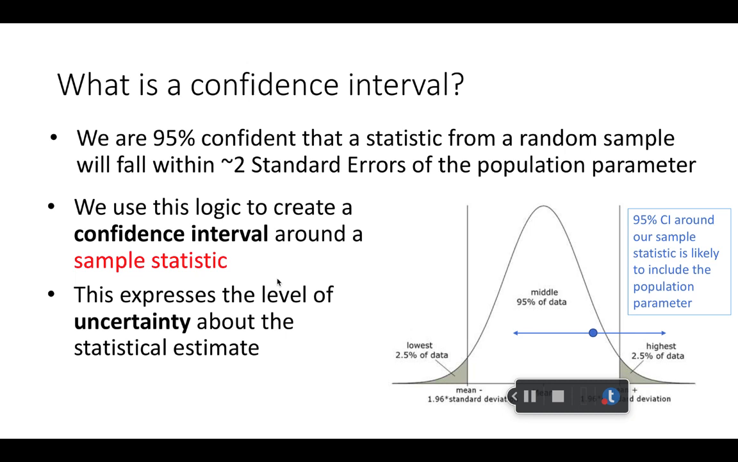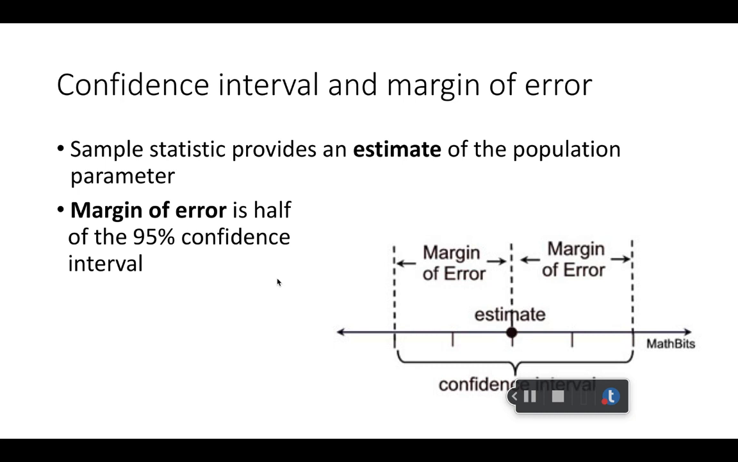You might need to replay this a little bit. This is complicated. It's complex logic, and it's really important for understanding essential inferential statistics. So the confidence interval relates to the margin of error that we read about in relation to opinion polls. Sample statistics provide an estimate of the population parameter, the characteristic in the population, and the margin of error is half of the 95% confidence interval.